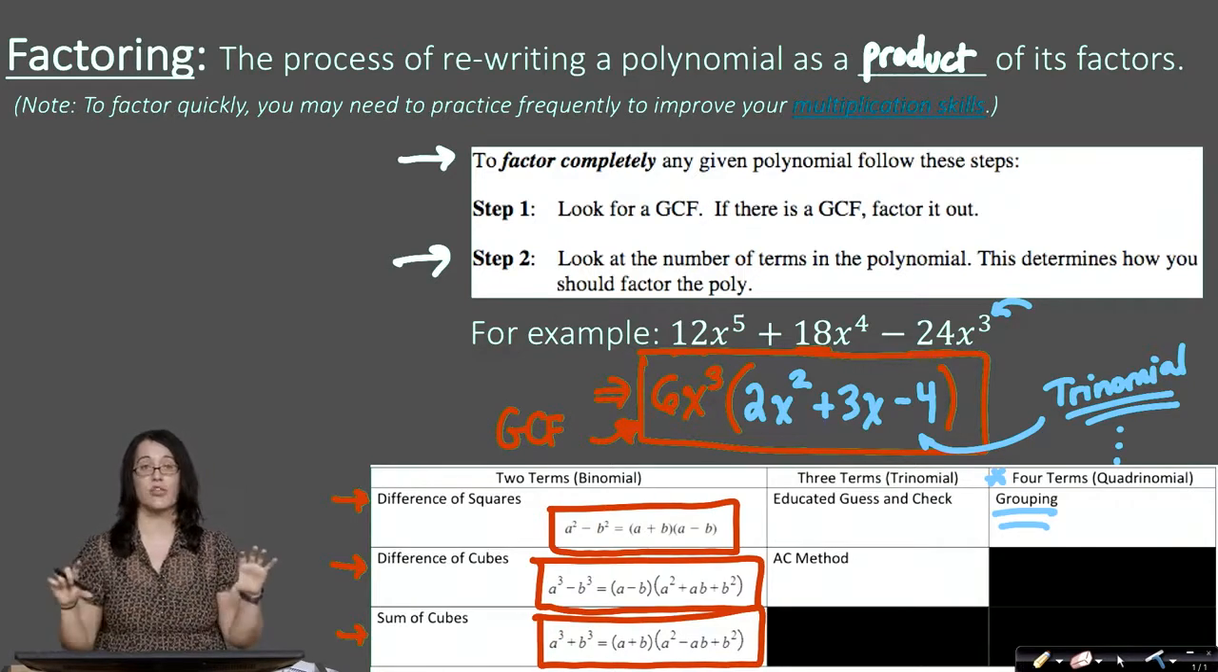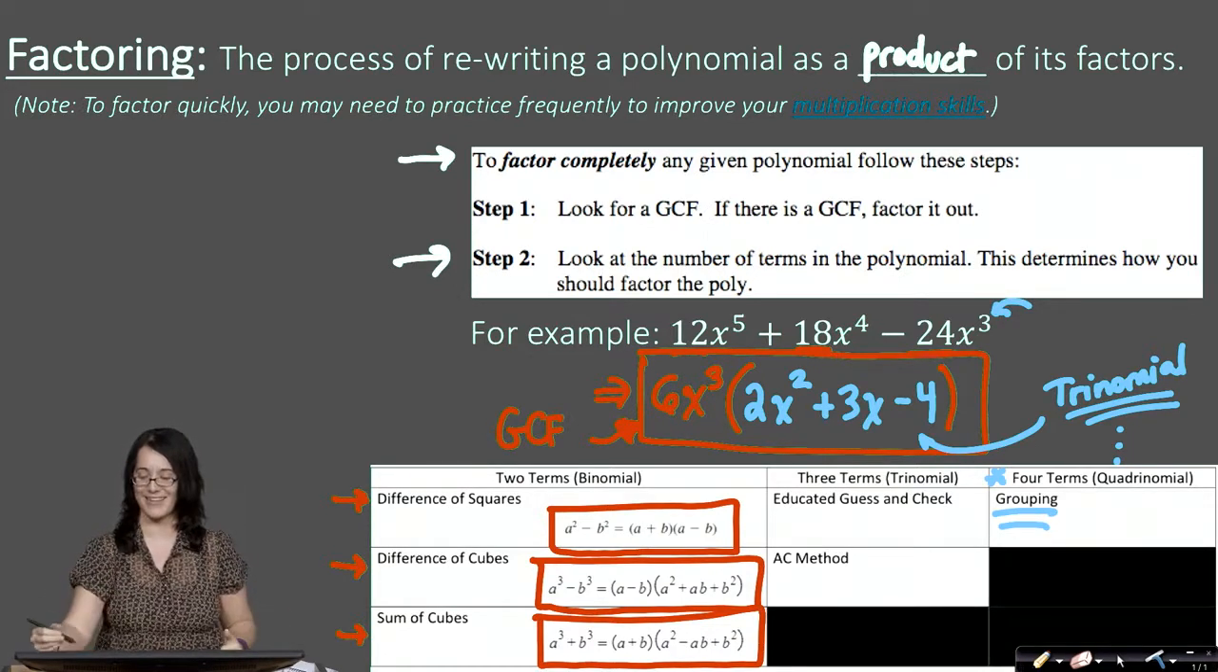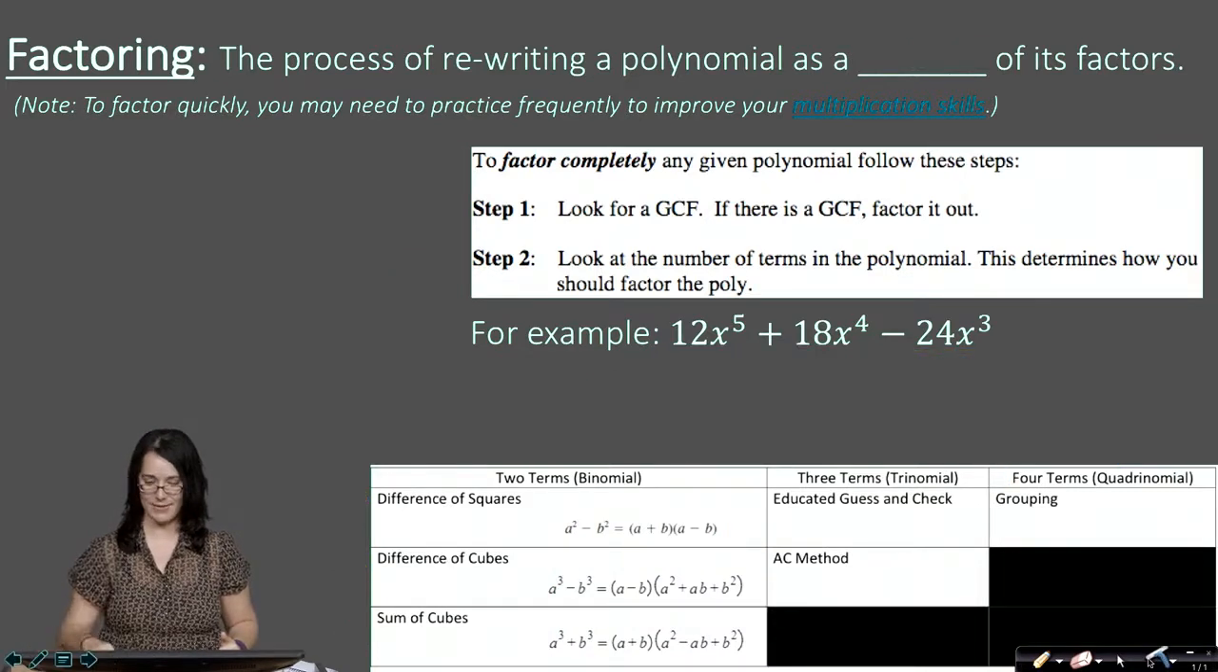So I would recommend that you write this box down. These are the different types of things we're going to expect you to know how to factor by the end of these 2 videos. All right, let's continue to our next slide.